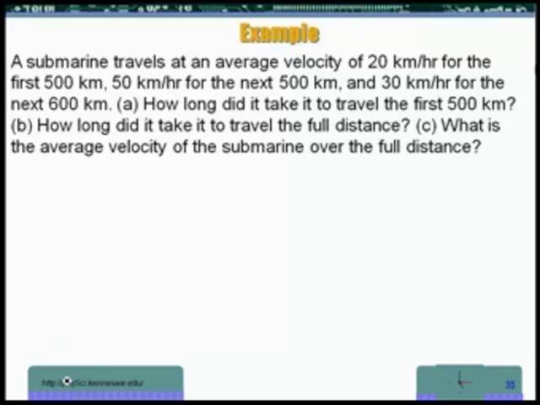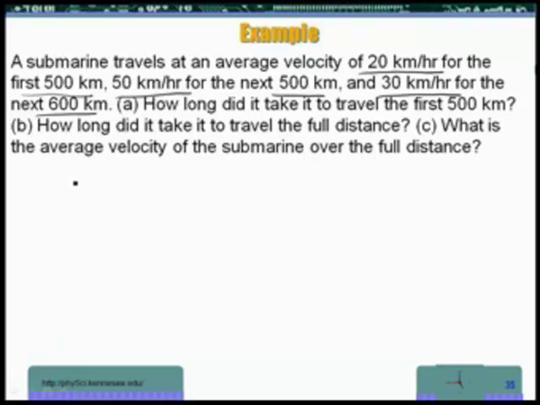We have a submarine here that travels at an average velocity of 20 kilometers per hour for 500 kilometers, 50 kilometers per hour for another 500 kilometers, and 30 kilometers per hour for 600 kilometers. Now the first question is, how long did it take it to travel the first 500 kilometers? Okay, now that's easy.